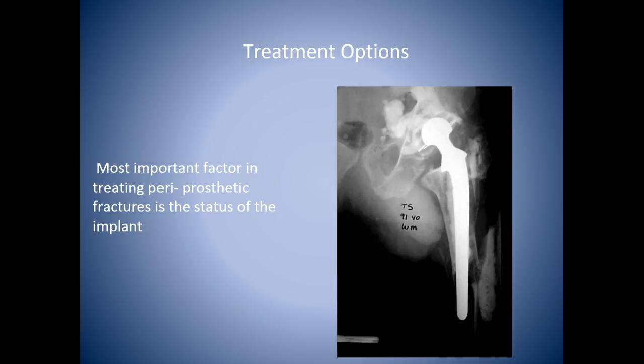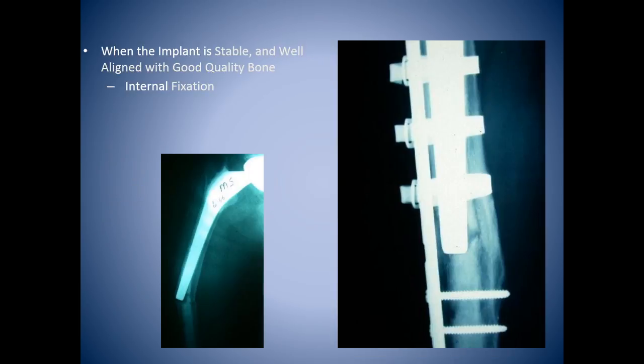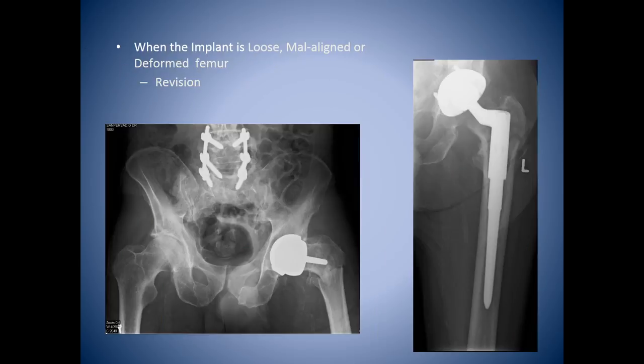Okay, so the take-home message, basically, is the status of the implant, fixed or not fixed, as to what you're going to be doing with these periprosthetic fractures. If it's stable, well-aligned, with good quality bone, these patients are quite adequately treated with just internal fixation. If it's loose, malaligned, or deformed, it needs revision. So here you see a type C on a resurfacing, but you look at the cup, the cup's in a really lousy position. So you wouldn't just do an internal fixation on that, you'd do a full revision on it.